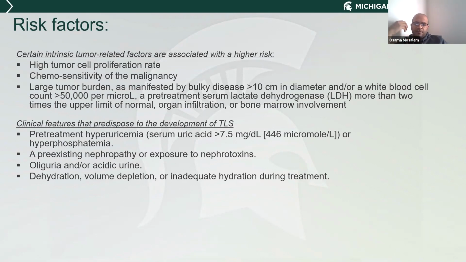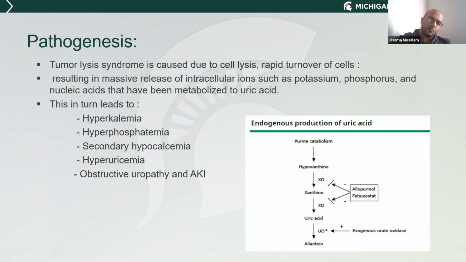There are also some clinical features in the patient which put him at higher risk for developing tumor lysis syndrome. This includes the persistence of hyperuricemia or hyperphosphatemia prior to starting chemotherapy, pre-existing nephropathy or exposure to nephrotoxins, oliguria, acidic urine, dehydration, volume depletion, or inadequate hydration during treatment. So it's imperative to recognize these before starting chemotherapy and try to reverse these factors as much as we can before starting the chemotherapy.